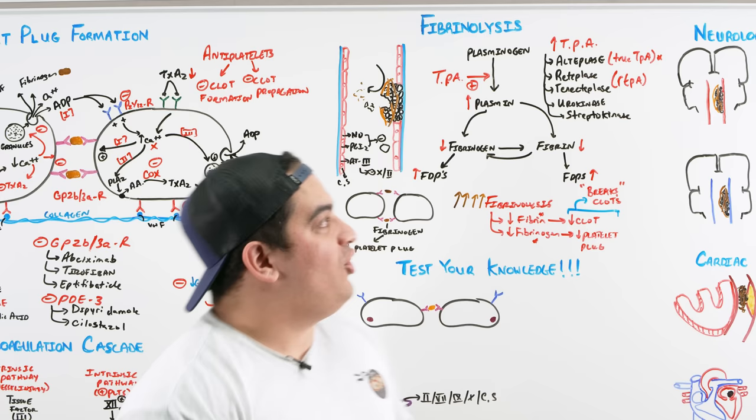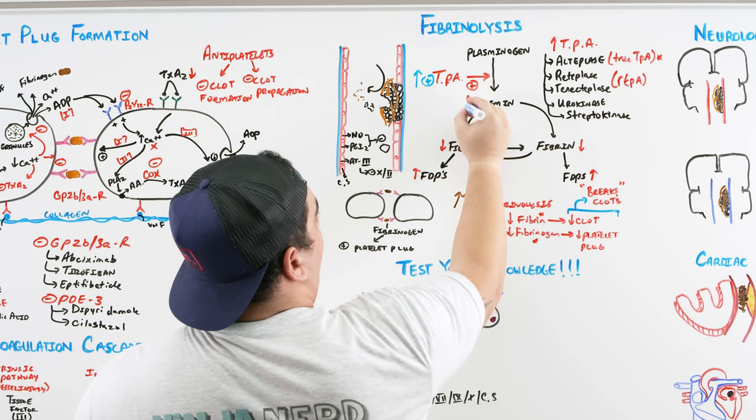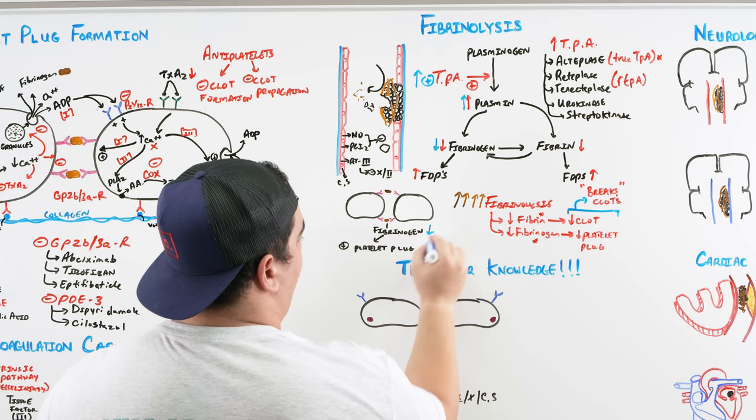And so now we understand here that if we do enhance the fibrinolysis process, in other words, we increase TPA, so we activate this enzyme, we're going to allow for an increase in the plasmin and a decrease in the fibrinogen. So we have less fibrinogen, we have less of the platelet plug, and we'll have more of these fibrin degradation products.